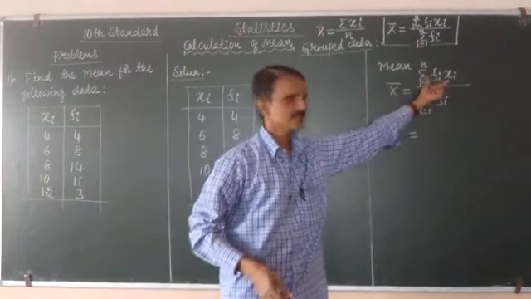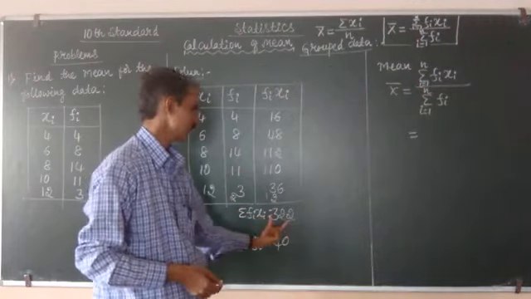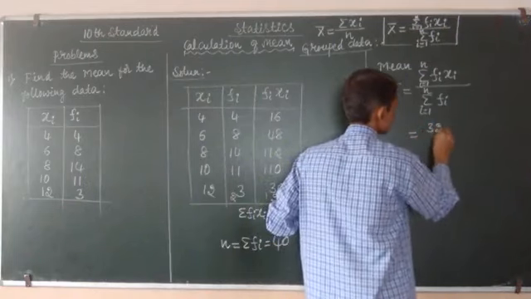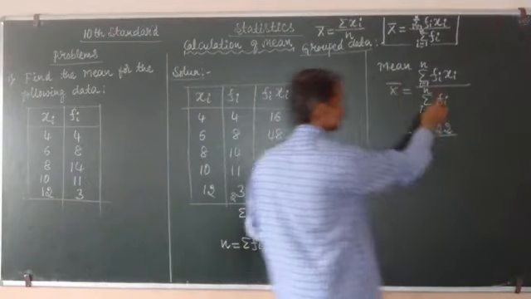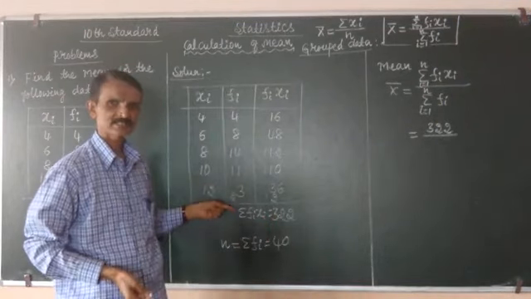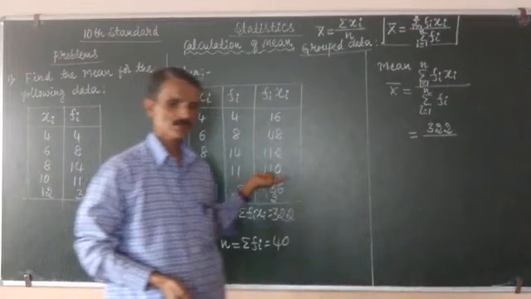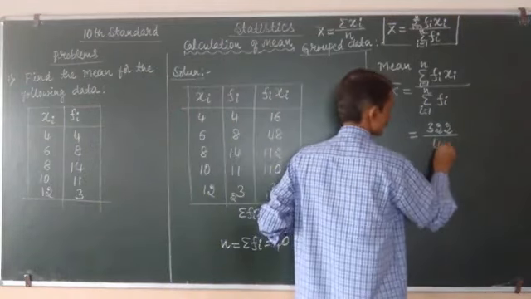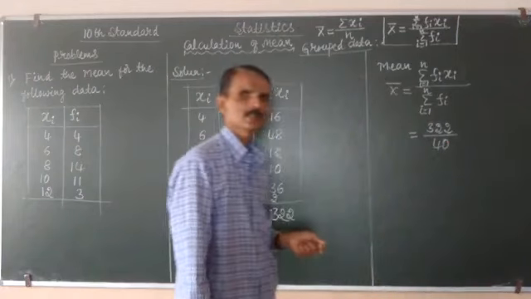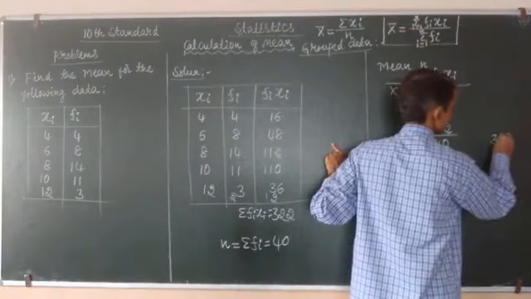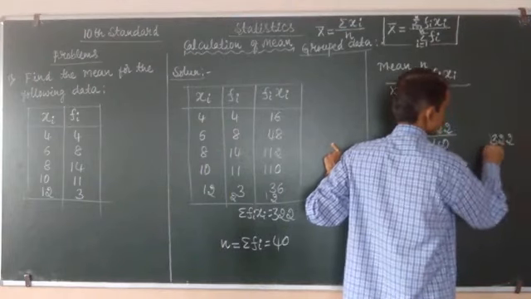Now, what is the value of sigma fi xi? It is 322. Now, what is the value of sigma fi? That is the total frequency, the sum of frequencies. It is 40. Now, divide 322 by 40.